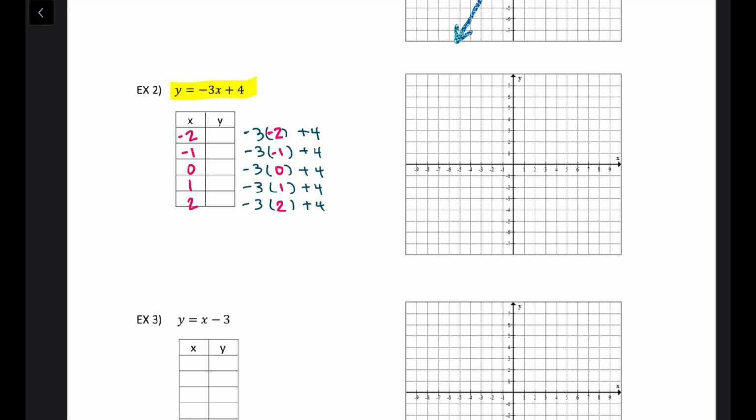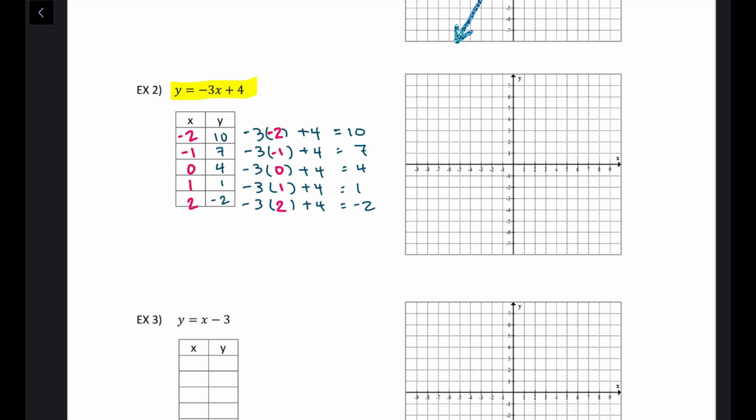So -3 times -2 is 6. 6 plus 4 is 10. So this one will be a 10. -3 times -1 is +3, plus 4 is 7. 0 plus 4 is 4. Negative 3 times 1 is negative 3, plus 4 is 1. And negative 3 times 2 is negative 6, plus 4 is negative 2. Again, if you don't feel comfortable doing that math mentally, just let your calculator do the work.